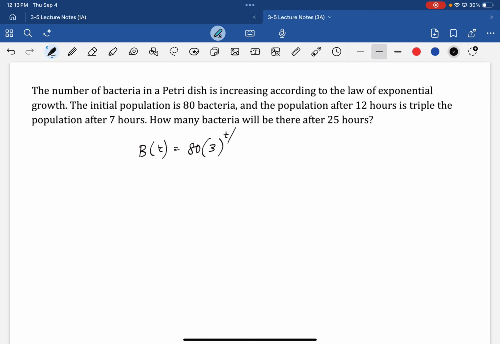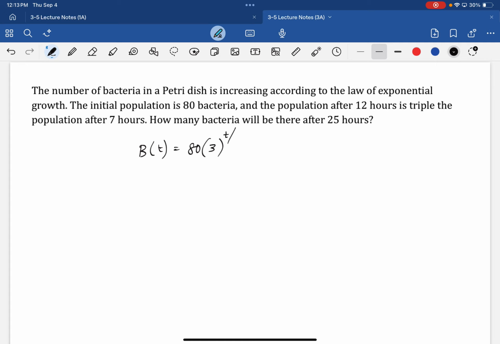Very good, right? So we see here in the question, the population after 12 hours is triple the population after 7 hours. So we can deduce based on that the population is tripling every 5 hours, okay? Because 12 minus 7 is 5. So sometimes you might see some more tricky ones like this, where you have to kind of deduce the period of growth from the question. And this would be our function, and then we could find our answer.